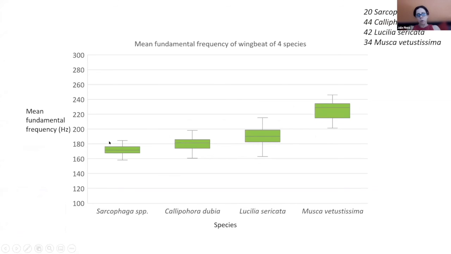And obviously there is a lot of overlap, which is the same as what you see with mosquitoes and other species, but certainly the mean fundamental frequency is different across the species. So that concludes my talk, and if anyone has any questions, I'm happy to answer them.